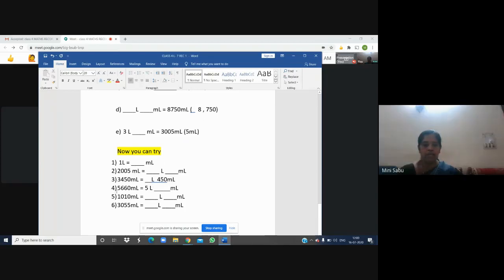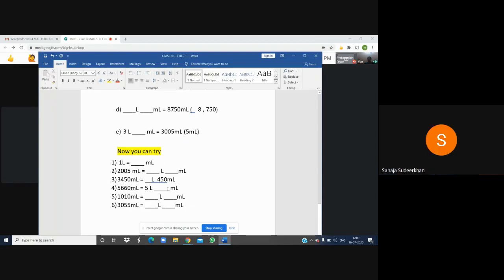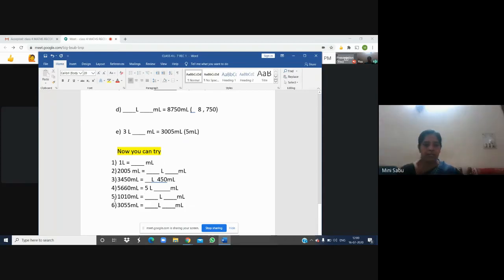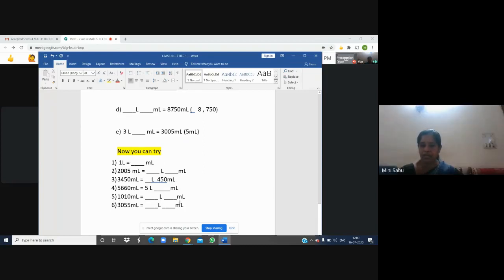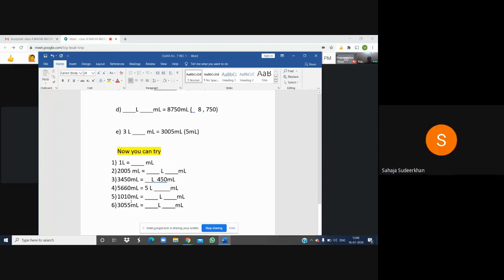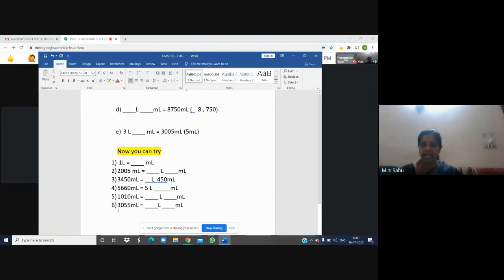Then fourth, 5660 ml is equal to 5 liter. This 5 is here. How many ml you have to write? Got it? Then fifth question, 1010 ml is how many liter? How many ml? Okay. 1010 means 1000 plus 10. Okay, I gave you the hint.